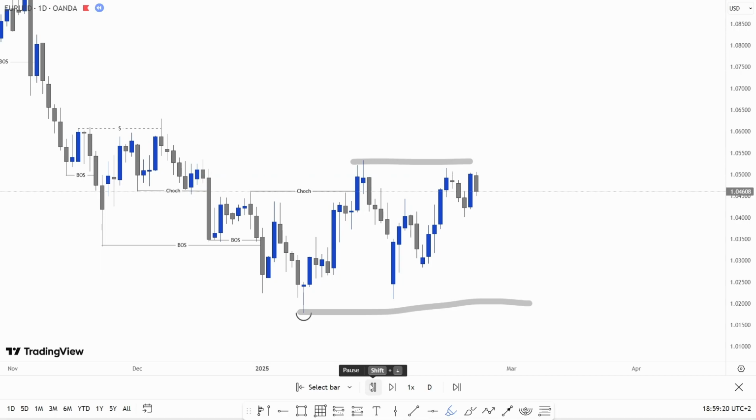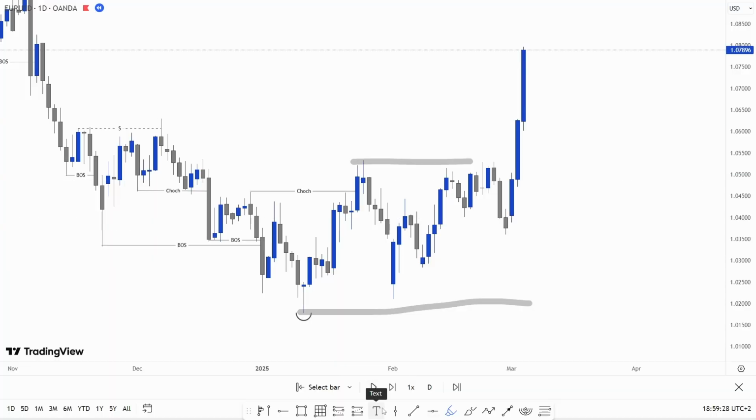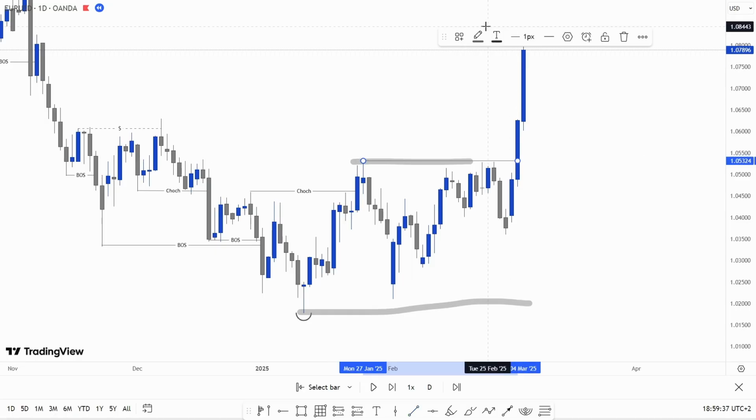Price continues lower. Right there, just a single wick showed us what? Price broke structure.